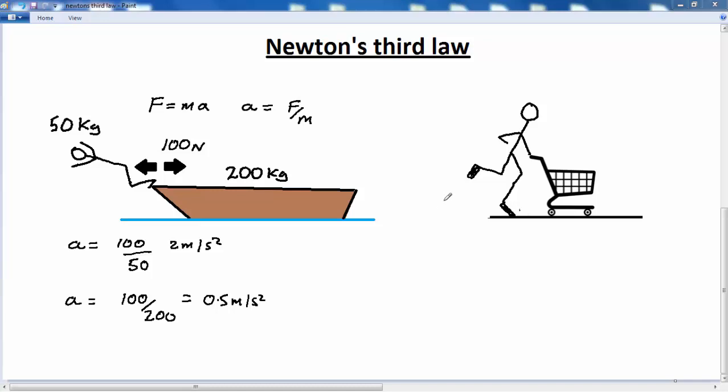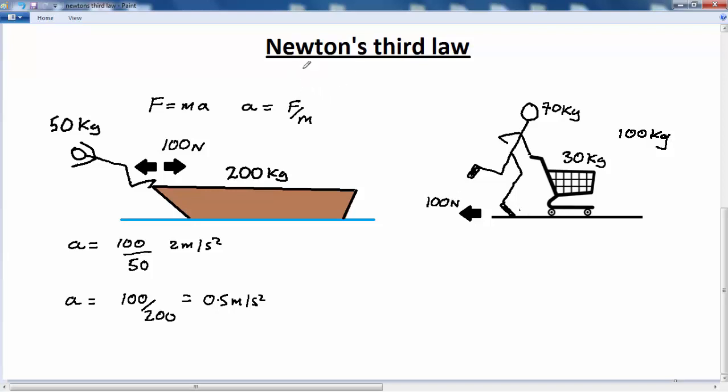Let's have a look at this new situation. We've got a shopper pushing a trolley. So let's suppose that the trolley has a mass of 30 kilograms and the shopper has a mass of 70 kilograms. So their combined mass is 100 kilograms. In order to push this trolley, where does the shopper have to push? Well, he's going to have to push against the earth, here where his foot's in contact with the ground. And let's suppose that he pushes with a force of 100 newtons.